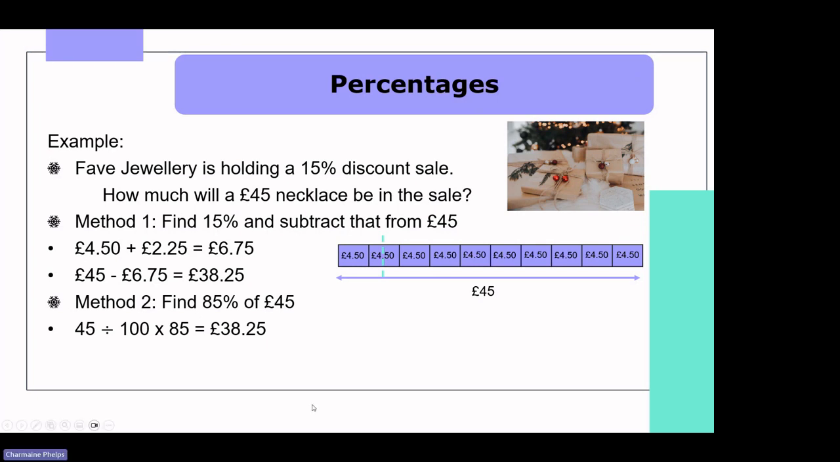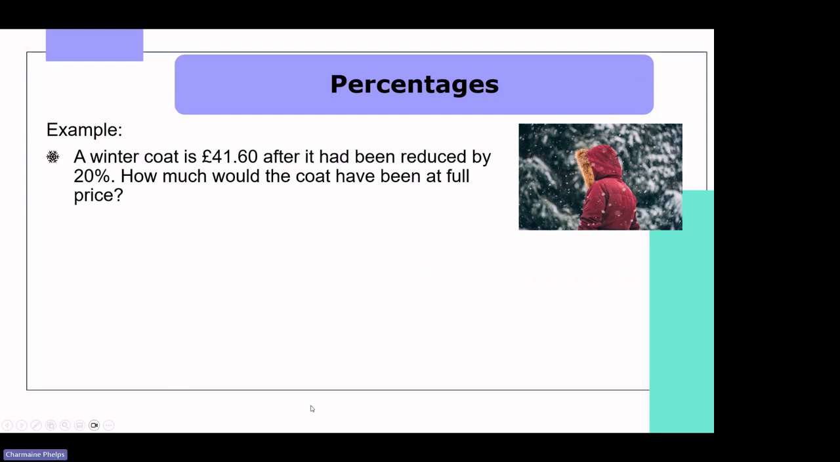Okay, so let's move on. This is a slightly more complicated percentage question. A winter coat is £41.60 after it's been reduced by 20%. So how much would the coat have been at full price?